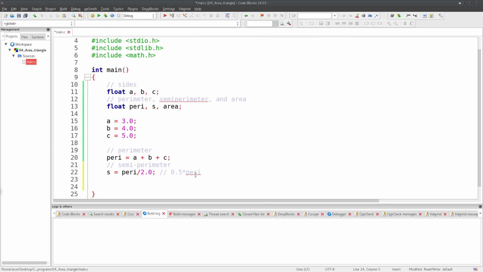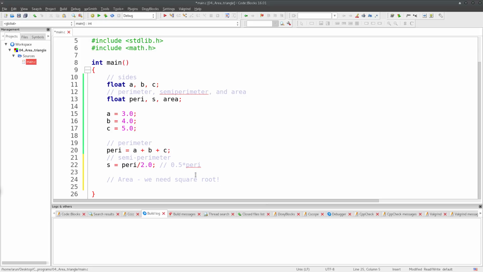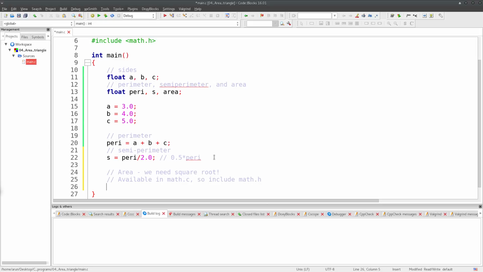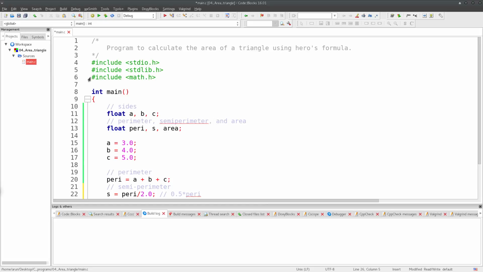All right, and now here comes the tough part of today's program, the area. For that we need the square root function, and this is available in math.h. So if you want to use the square root function directly, you need to include this math.h file at the top, and that is the reason why I included it over here.